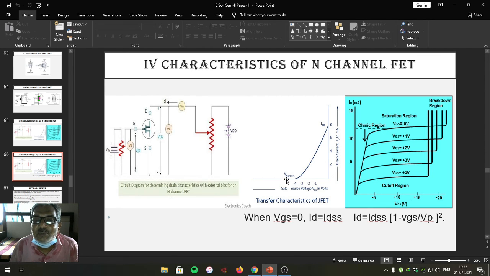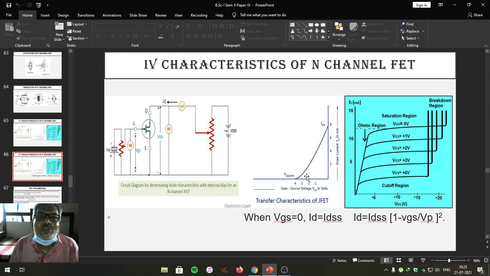As VGS increases from minus to 0, at 0, ID is maximum. That is called drain saturation current. For zero gate to source voltage, it is the maximum, and as voltage changes from 0 to negative, ID goes on decreasing. This is because as VGS increases negatively, width of depletion layer of PN junction increases, which will reduce the channel width, and hence a smaller number of charge carriers will be drained by the drain, reducing the drain current.